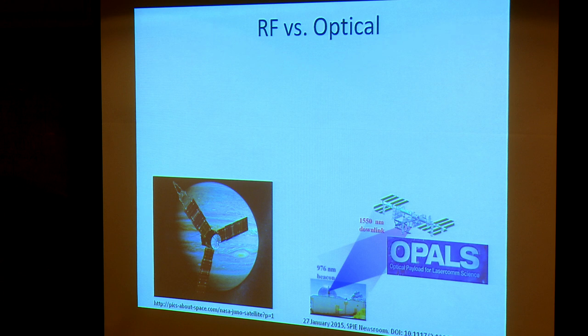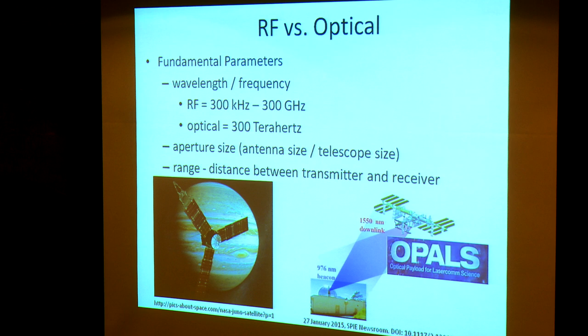Now, I'll be talking about three different fundamental parameters of communications. The first being the frequency. As you know, in optical comm, we are looking at a factor of at least 1,000 higher frequency than the RF bands. The second fundamental parameter is the aperture size. In RF, we talk about antenna size. In optical, we're going to be talking about the size of the actual telescope, that's the lens that will be integrated on the flight system. And finally, towards the end of my talk, I'll be explaining what the role of the range is in system engineering considerations.